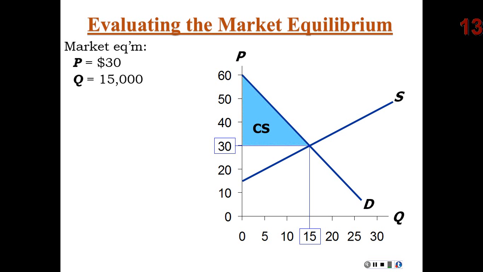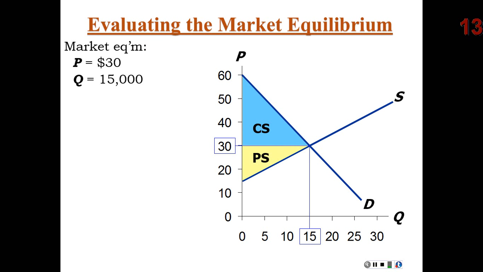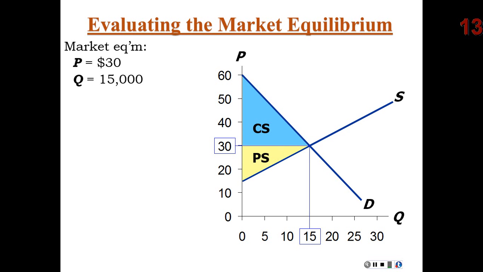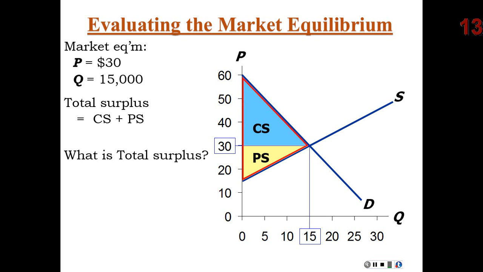Well, consumer surplus would be representative of the area above the $30 price, but below the demand curve. Producer surplus would be the area below the $30 price, but above the supply curve, because it's price minus cost, whereas consumer surplus was the value to buyers, the willingness to pay, minus the price. Total surplus is that entire triangle, everything below demand, but above the supply curve.